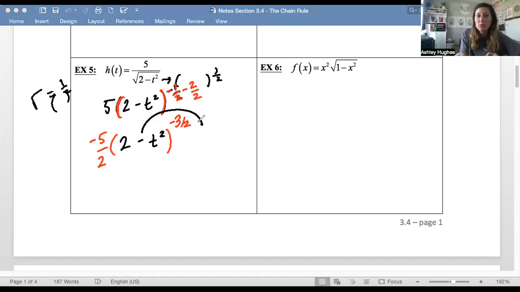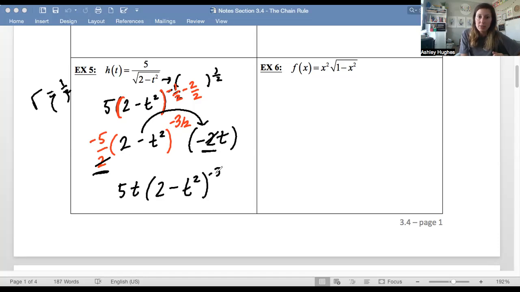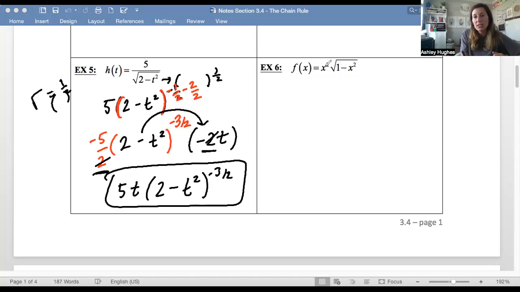And then you multiply by the derivative of the inside on the same line. The derivative of -t squared is -2t. You look across and see what you can multiply. I can multiply this -5/2 and this -2. The 2's will cancel and the negatives will be positive. So I have 5t. I'm going to put the t over here. 2 minus t squared to the -3/2. Let's try this one. I'm going to rewrite that root.